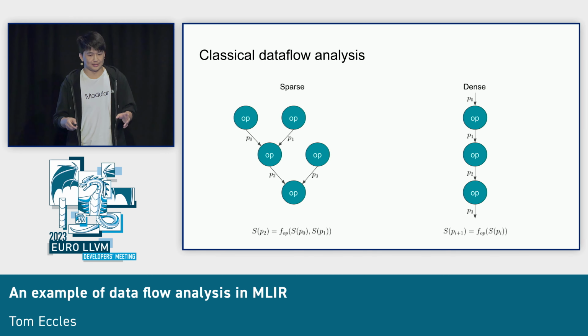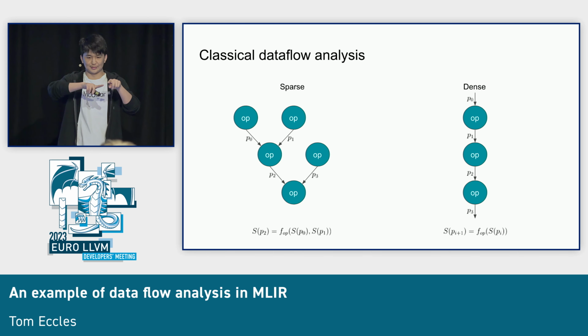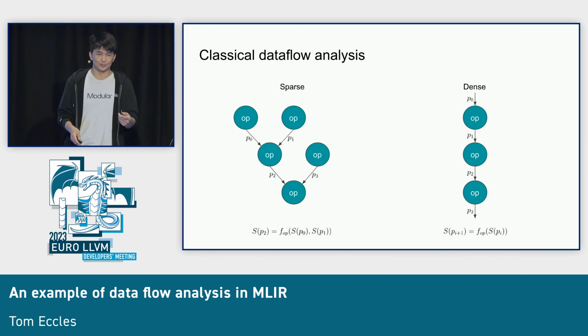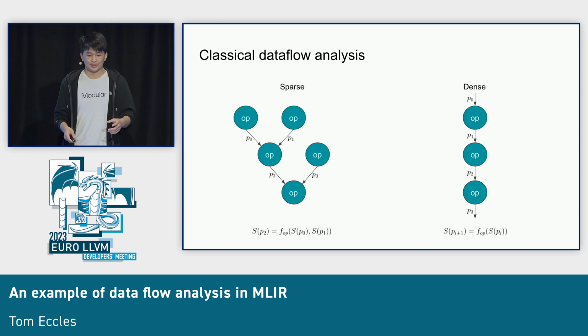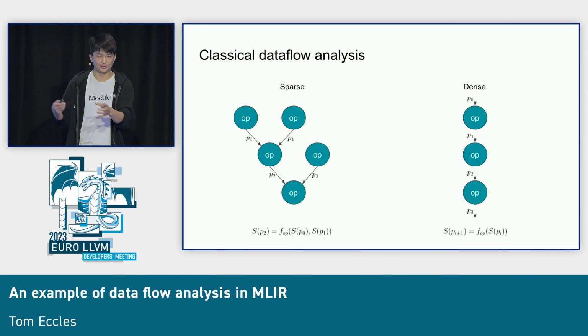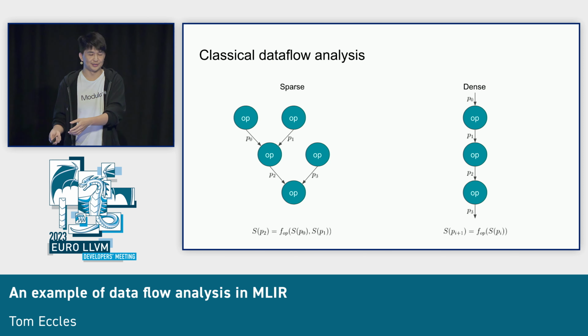So, a quick background on classical data flow analysis. It comes in two-ish, four, eight forms, depending on how many dimensions you add to your box. There's sparse data flow analysis. This is where you have a state. This can be the constant value of an SSA value or the integer range of an SSA value.